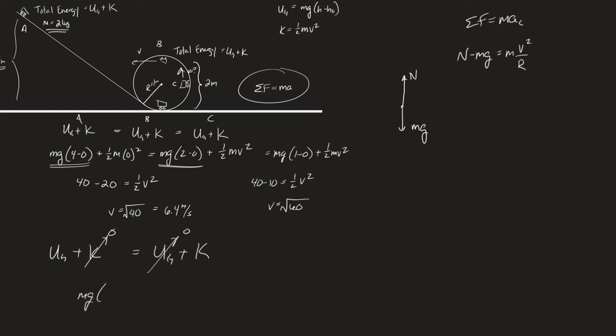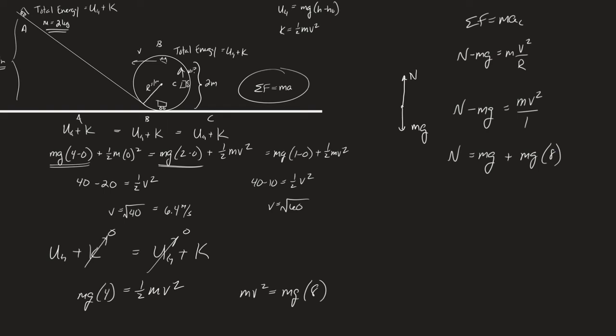So mg times 4 has to equal 1/2 mv squared. Well, between you and me, that means that mv squared equals mg times 8. Right? I'm just going to use that mv squared again. So I have normal minus mg equals mv squared over r, or normal equals mg plus mg times 8, right? Seems to me that the normal force is going to be 9 mg. Any questions about what I did?